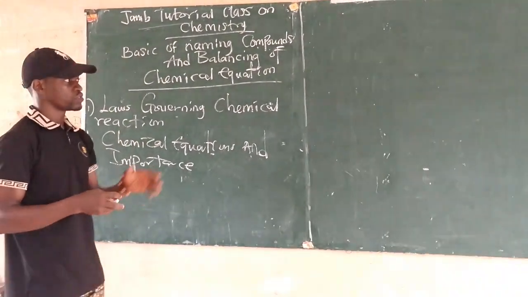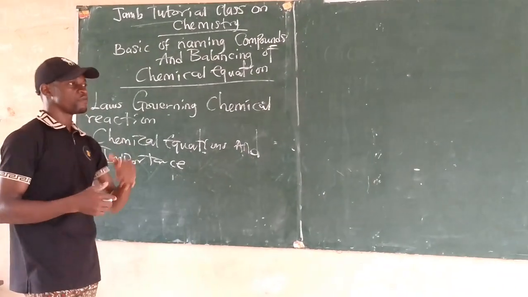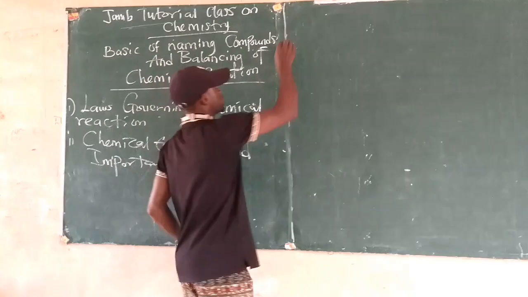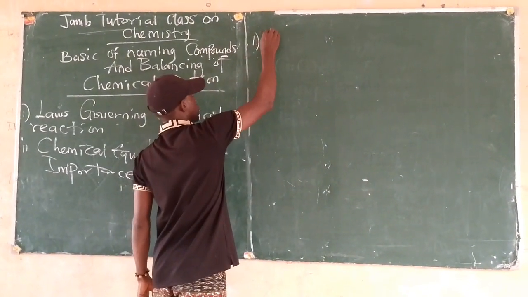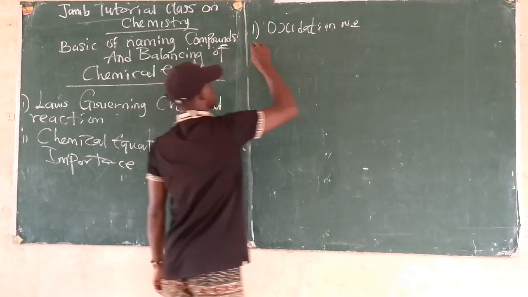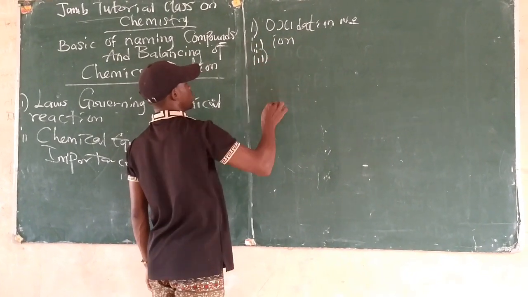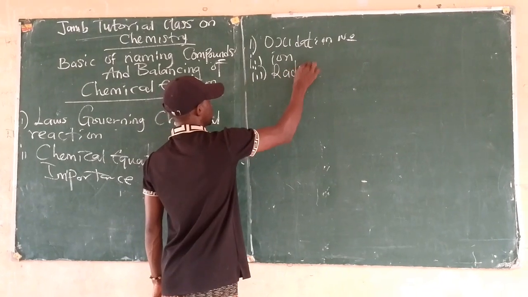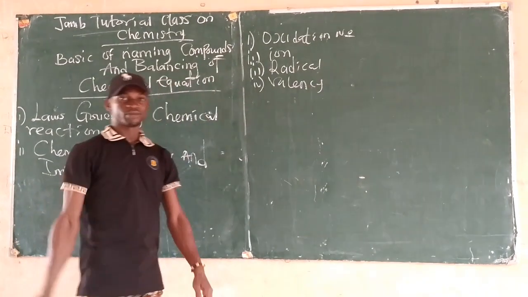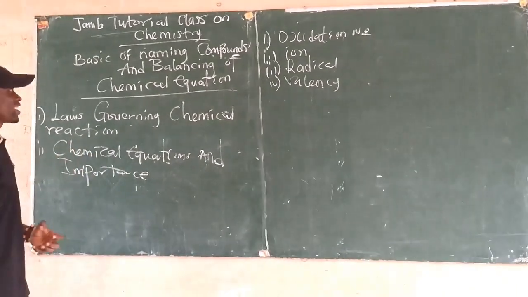So before I go ahead to give you some compounds and name them to you, there are some things you need to know. Before you start naming compounds, you need to know some things, which are: 1. We have the oxidation number. 2. We have the ions. 3. We have the radical. Then 4. We have the valency. So these 4 terms are very important things you must know in order for you to name compounds.